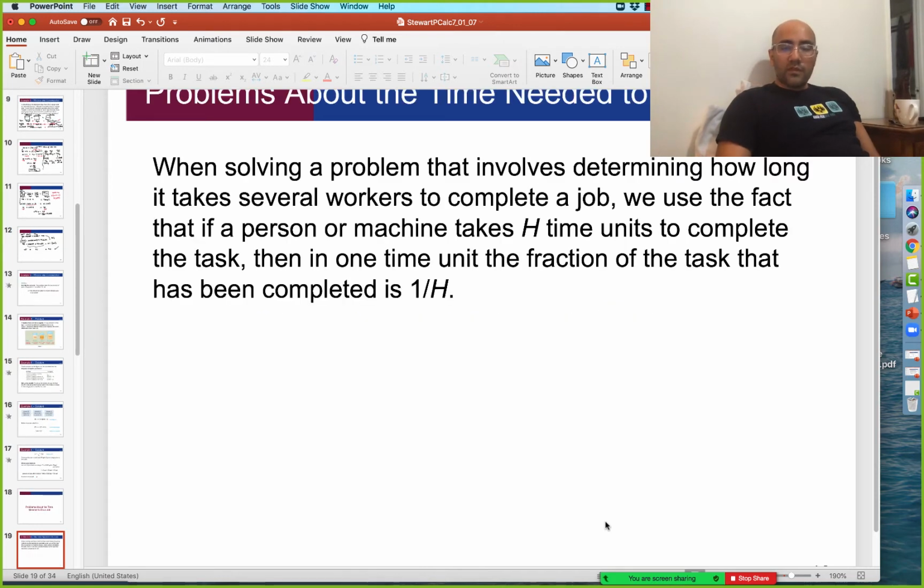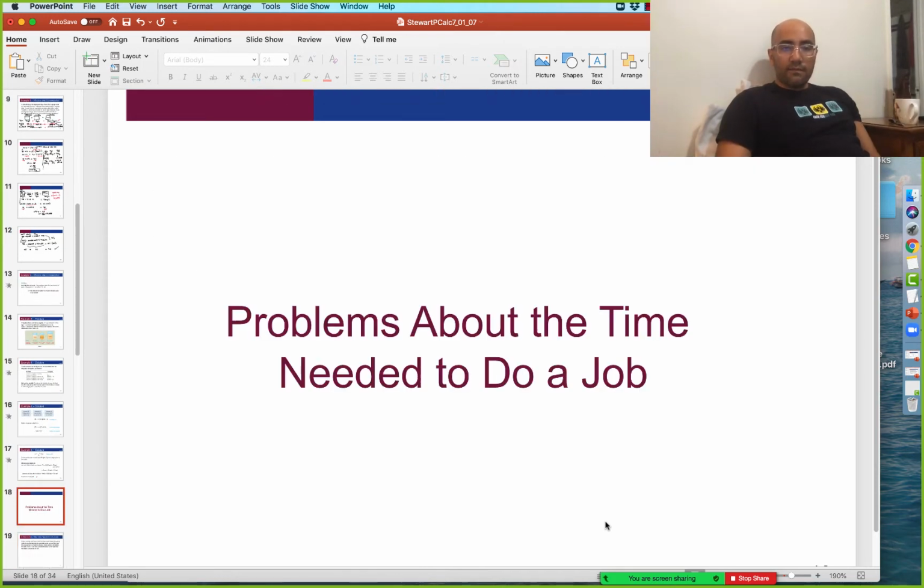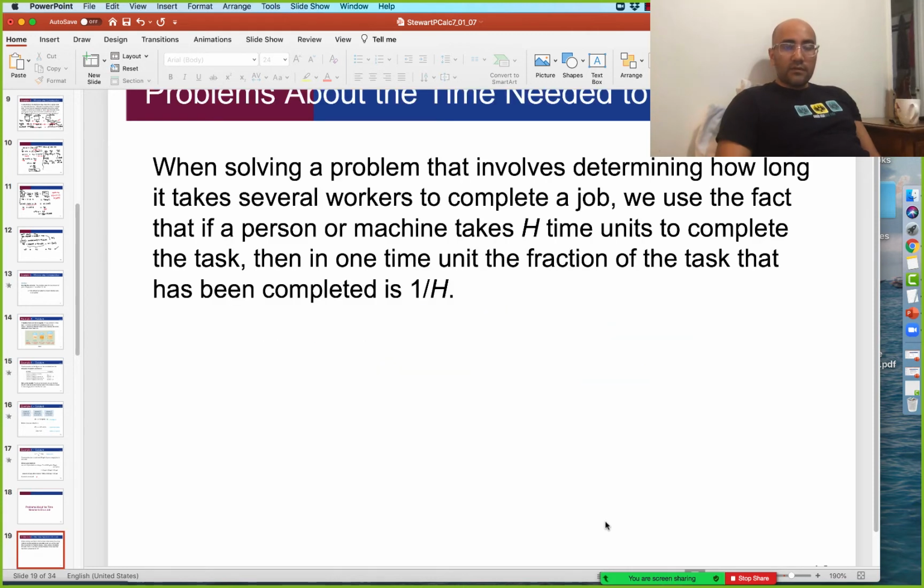Okay, problems involving jobs that need to get done. So these are classic problems where they say, Becky is painting, and then Tom is painting separately, and what if they paint together? Those kinds of classic situations. So the key to these is to figure out what proportion of the job can get done in 1 unit of time, and then set up an equation from there.